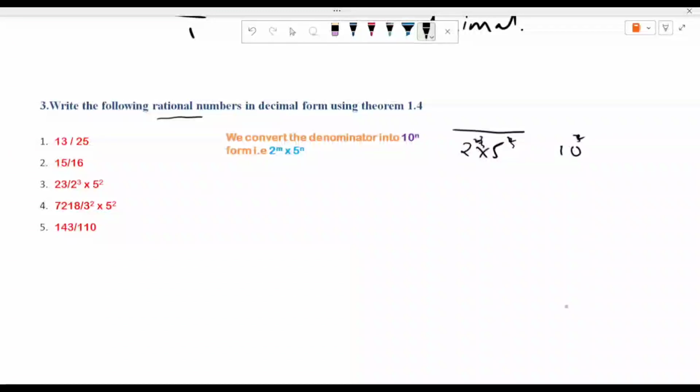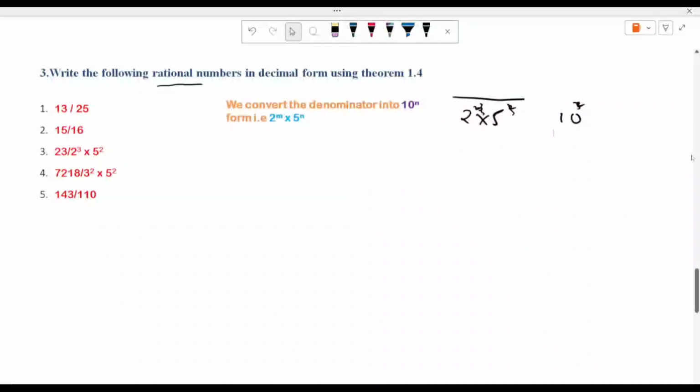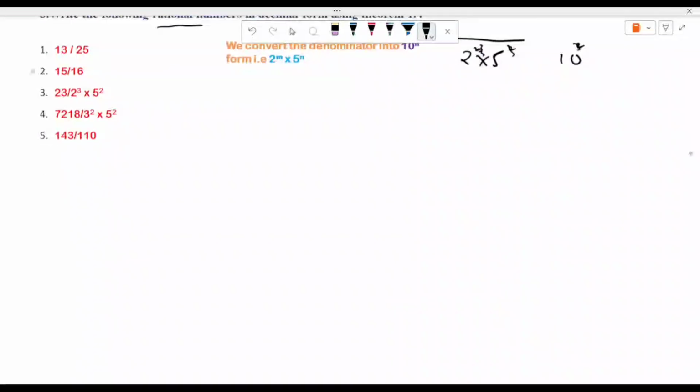What we will do is convert the denominator into 2 and 5 form, meaning 2 times 5 is 10. 10 to the power of n means it can be square or cube. After that we will solve the question. I will explain with one example. There are 5 questions, so you can easily understand what I am trying to say. First, let's take the first question.